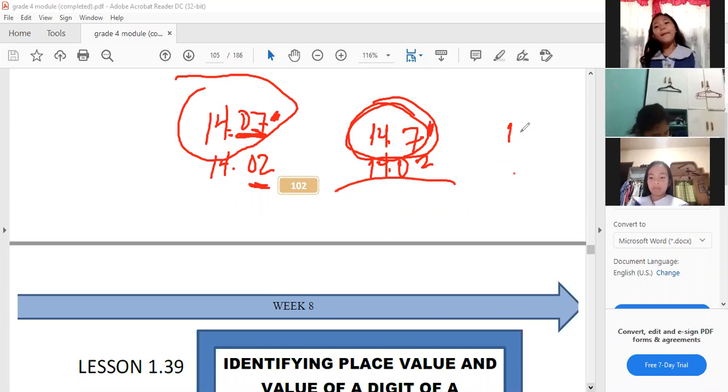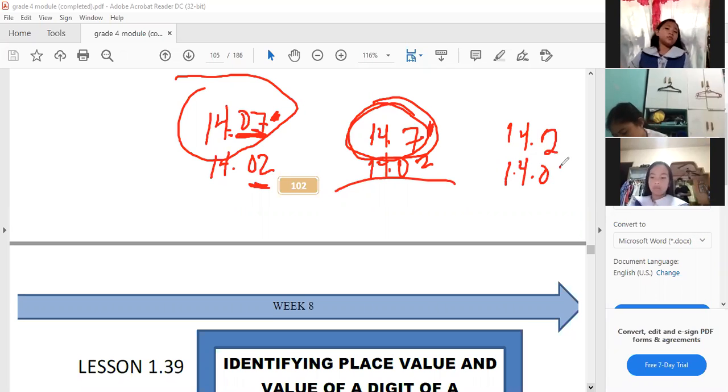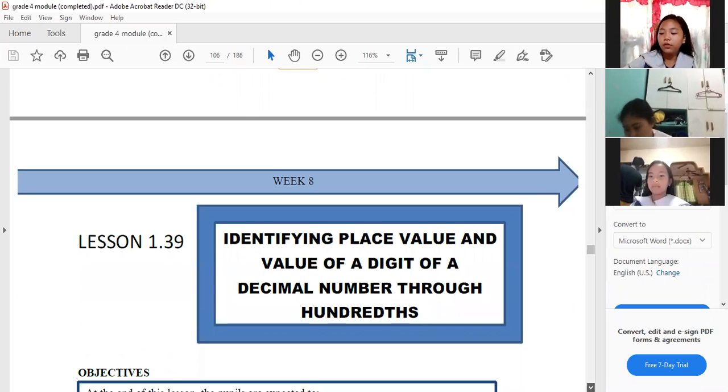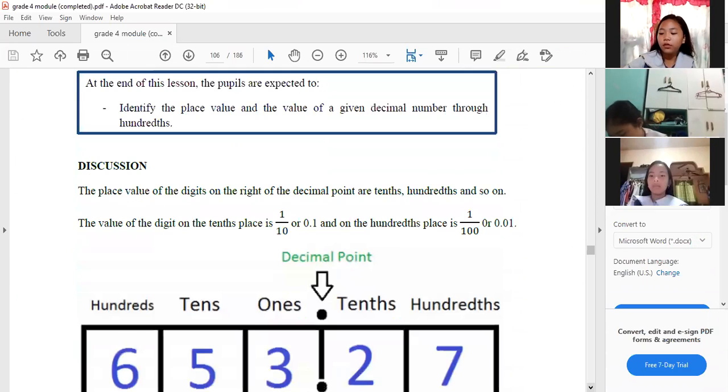But if it's 14.2 and 14.07, which is bigger? Oh, 14.2. Okay, that would be 14.2. Correct. So there's no need for this, because you already know this one.